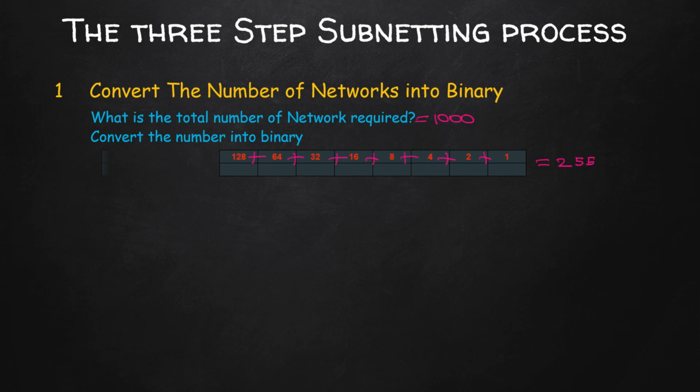For that, let me increase the number of bits to 11 bits. Now let's see if we can get the result of 1000. Okay, now we'll consider the first value. It is 1024. When you consider the 1024 itself, it is more than 1000. So we cannot take it. So I will mark it as a 0. Now take the 512. Okay, that we can take because it is less than 1000.